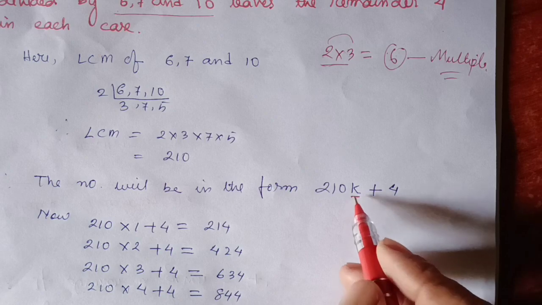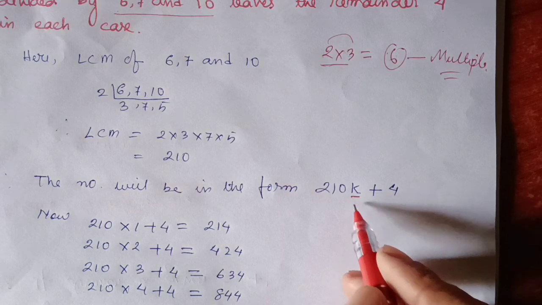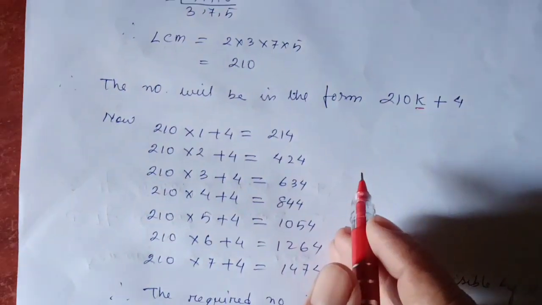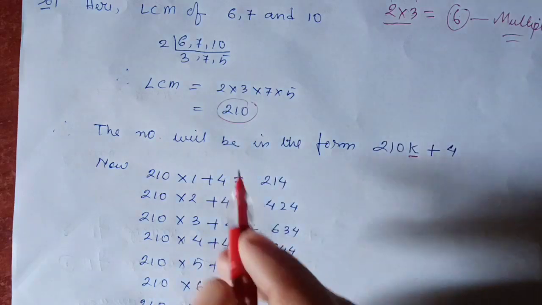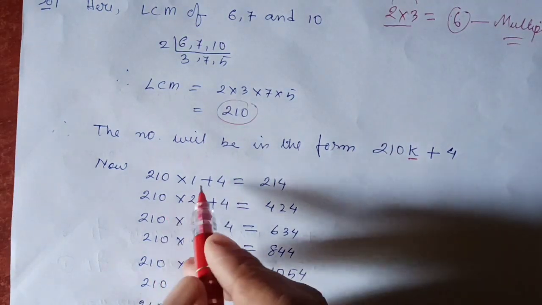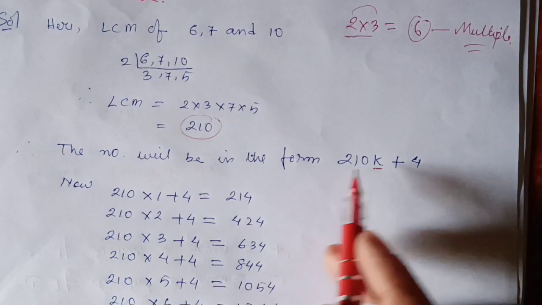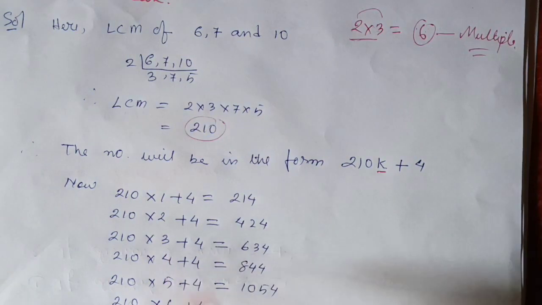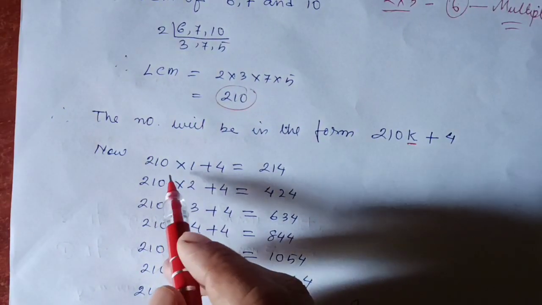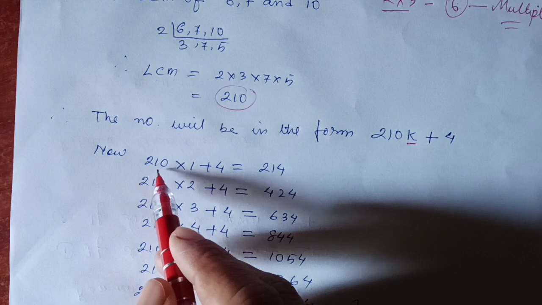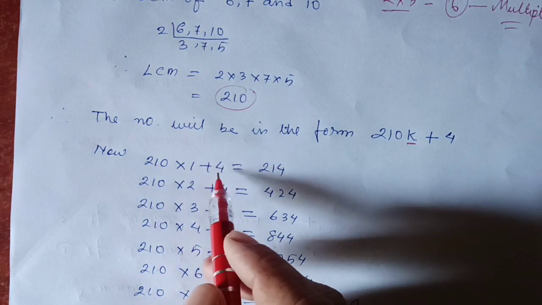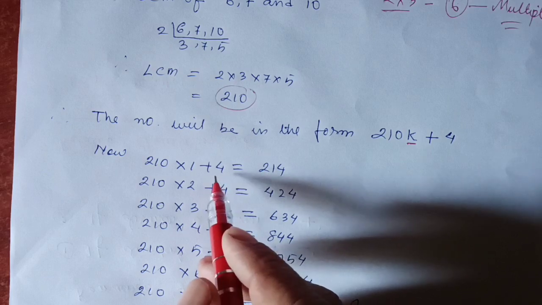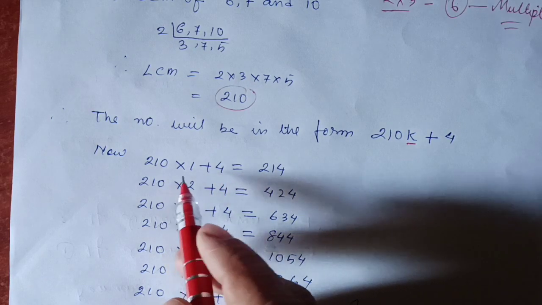So k is an unknown number. Instead of k, we can insert 1, 2, 3, 4, 5, and so on. Now let us write down. So we get the number 210 when we take LCM. So I told you that instead of this k, we can write 1, 2, 3, and so on. So 210 into 1 plus 4. Plus 4 is from the question. And since the divisor is given, I told you the remainder we should do plus.